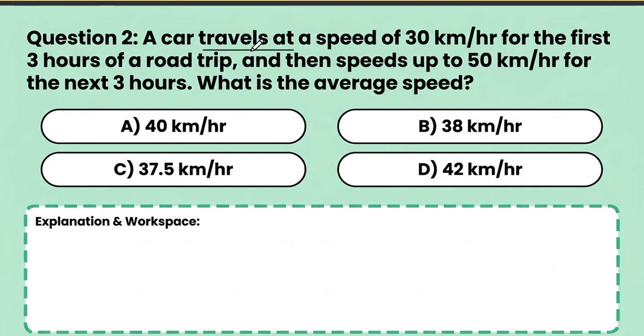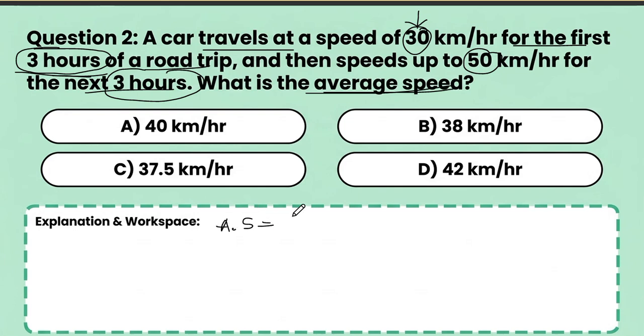A car travels at a speed of 30 km per hour for the first 3 hours of the round trip and then speeds up to 50 km per hour for the next 3 hours. What is the average speed? You can clearly see that here the time interval is the same. First part is 30 km per hour for 3 hours and the next 50 km per hour for the next 3 hours. So here the time is the same. To find out the average speed, we will use our simple average formula.